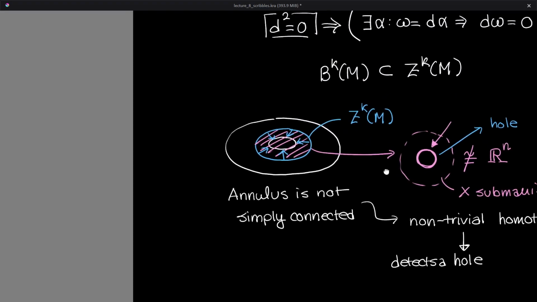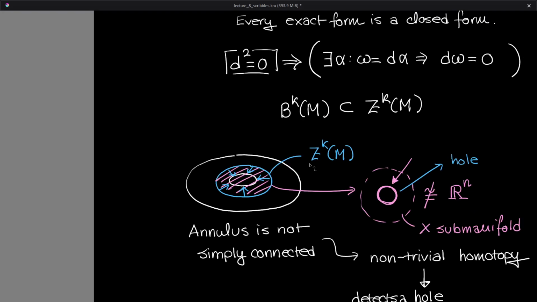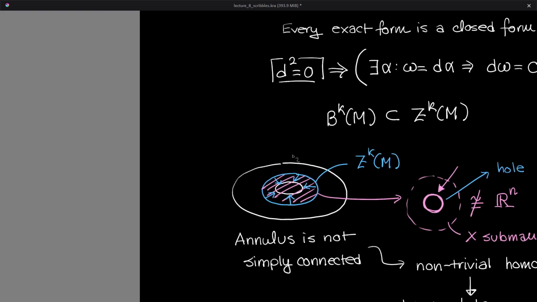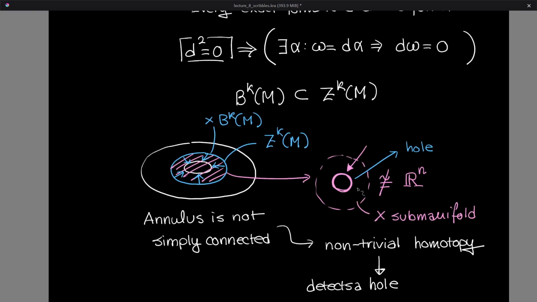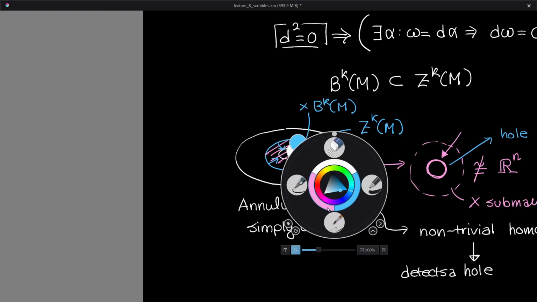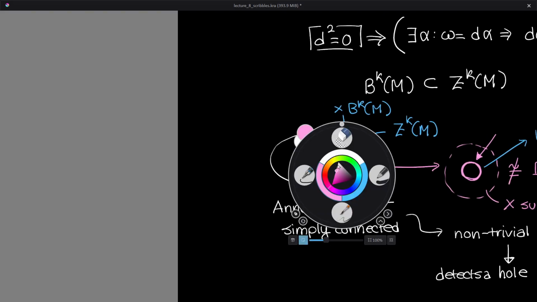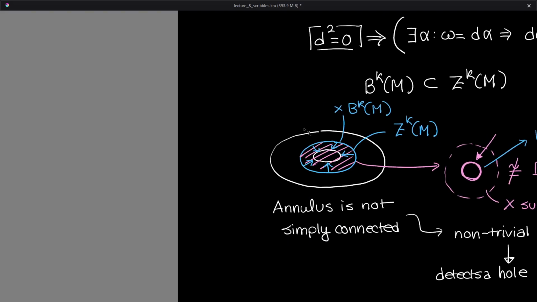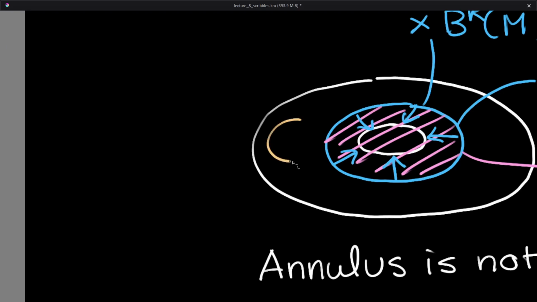So this curve, this blue, it's an element of ZKM, but it's not in BKM, right? So that's why what we want in order to detect holes is to detect curves that are in ZKM but not in BKM. That's our main idea. So let's contrast this with a different curve. Let me use a different color here. Let's say I drew this curve, right?